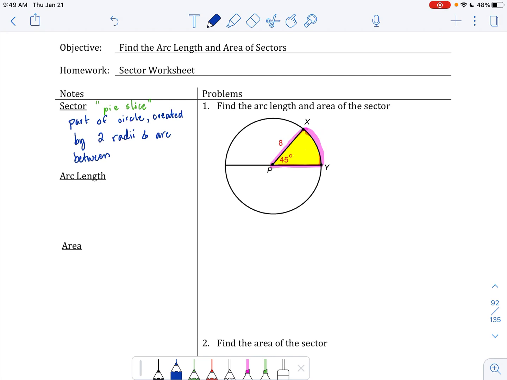Now, in number 1, it asks find the arc length and the area of the sector. So arc length would be the distance XY here. So as I said, this is the arc, and sometimes that's just abbreviated with an L for length. And as I said, these are proportional. So if I look at the arc length, the proportion between that length and the circumference, which is 2 pi r, right? This is your circumference of the circle.